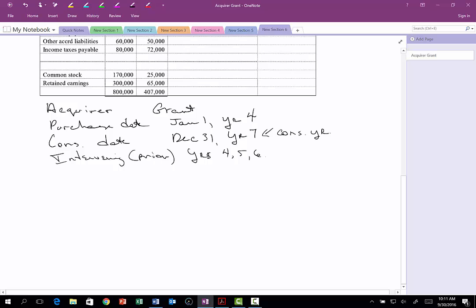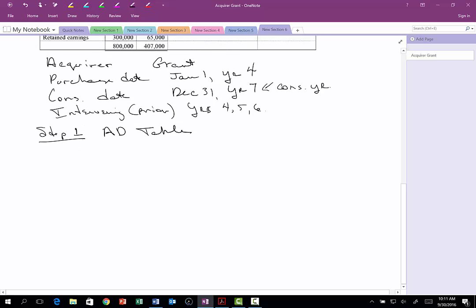All right, so let's get started on step 1. This should be the step that you're most familiar with. This is the AD table. So remember, in the AD table, what we're really doing is taking our purchase price, or in this case it's going to be our implied value, we're allocating it to the book value of the sub's net assets at acquisition, then to the fair value differences, and finally determining goodwill.